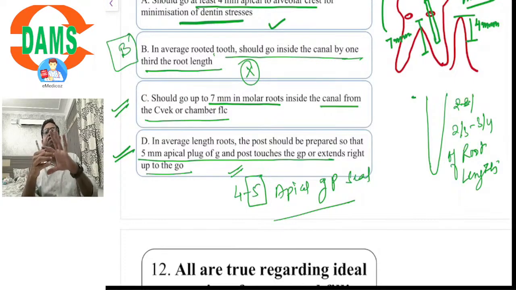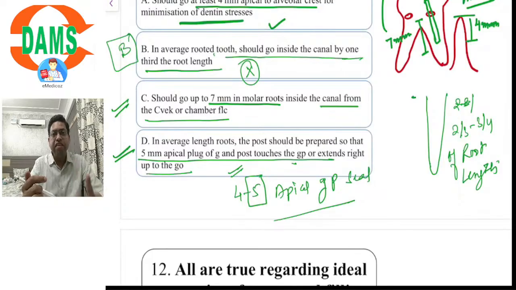Similarly, we have to see the length of the post with respect to the crest of the alveolar bone. It should be extended at least 4 millimeter apical to the crest of the alveolar bone, which makes option A correct. So out of the four options, option B is incorrect. So is the answer over here. Okay, it was a little bit technical, but if you have gone through the class notes, majority of the things have been there in the class notes, you would have been able to answer this question very well.